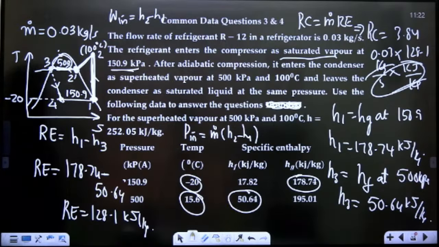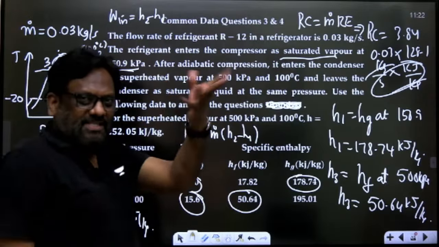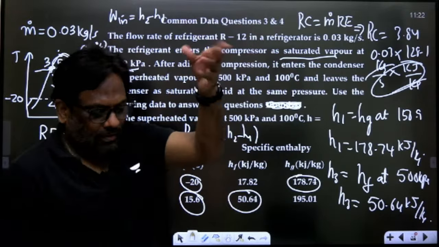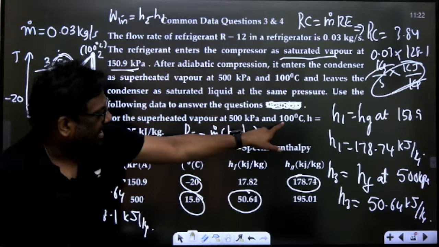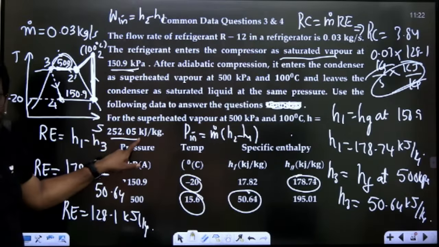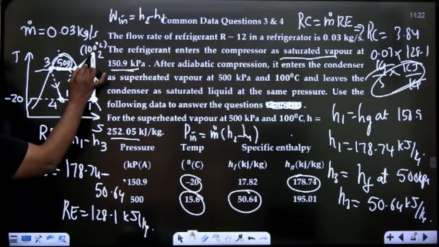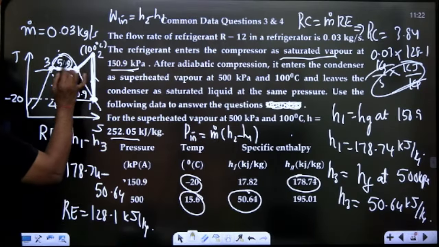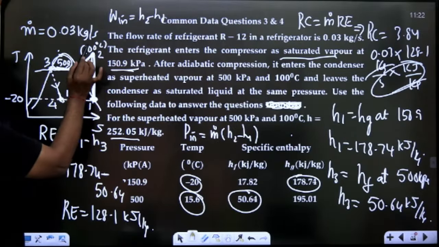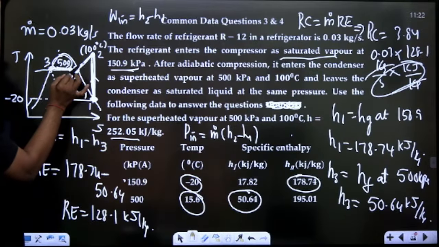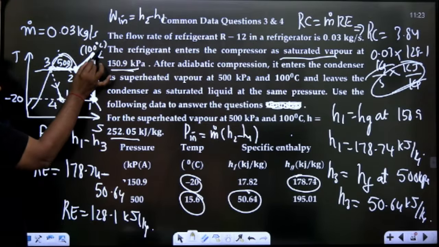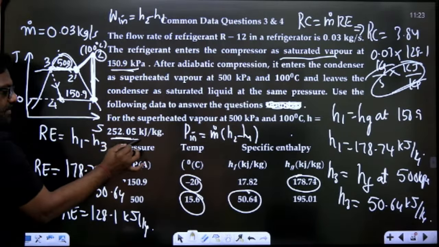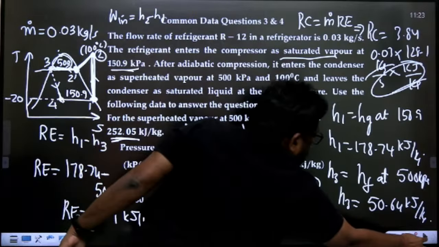Okay. But H2 is not known. कैसे करें सर? H2 is not known. What to do? मेरे प्यारे दोस्तों लास्ट सेंटेंस देखो. For the superheated vapor at 500 kilopascal and 100 degrees, the enthalpy is 252.05. दिख रहा है सर? देखो, this is the superheated vapor at 500 kilopascal and 100 degrees. This is the point where the pressure is 500 kilopascal and the temperature is 100. At this point, the enthalpy is given as 252.05.